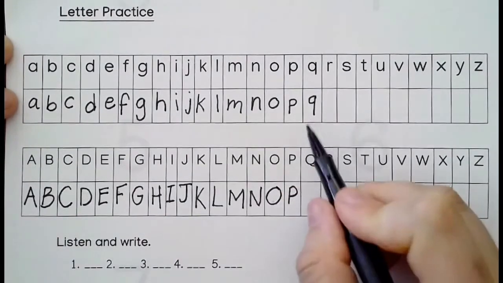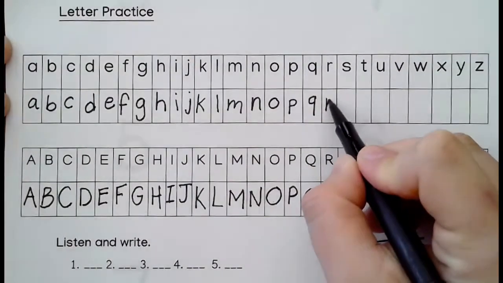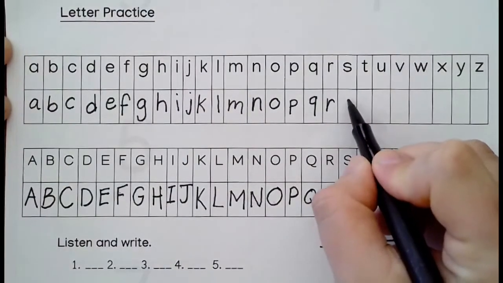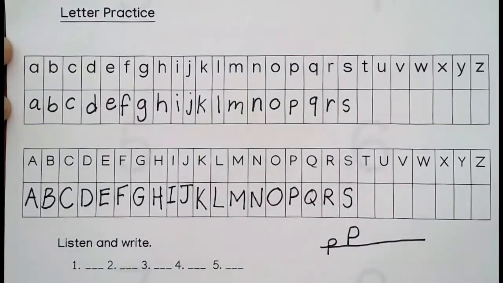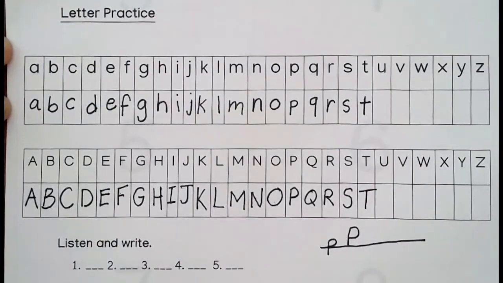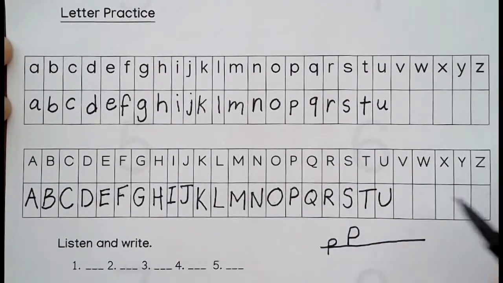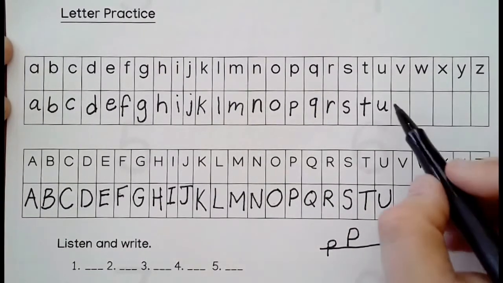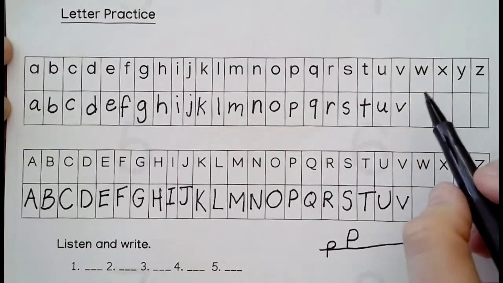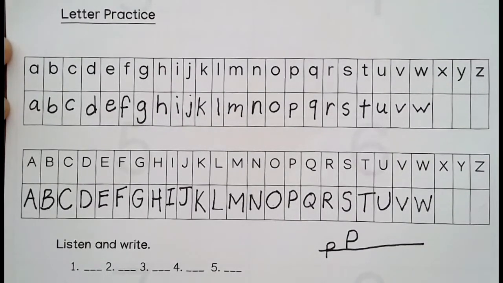Q, small q, big Q, sound qua. R, small r, and big R, sound r. S, small s, big S, sound s. T, small t, big T, sound t. U, small u, big U. V, small v, big V, sound v. W, small w, big W, sound w.